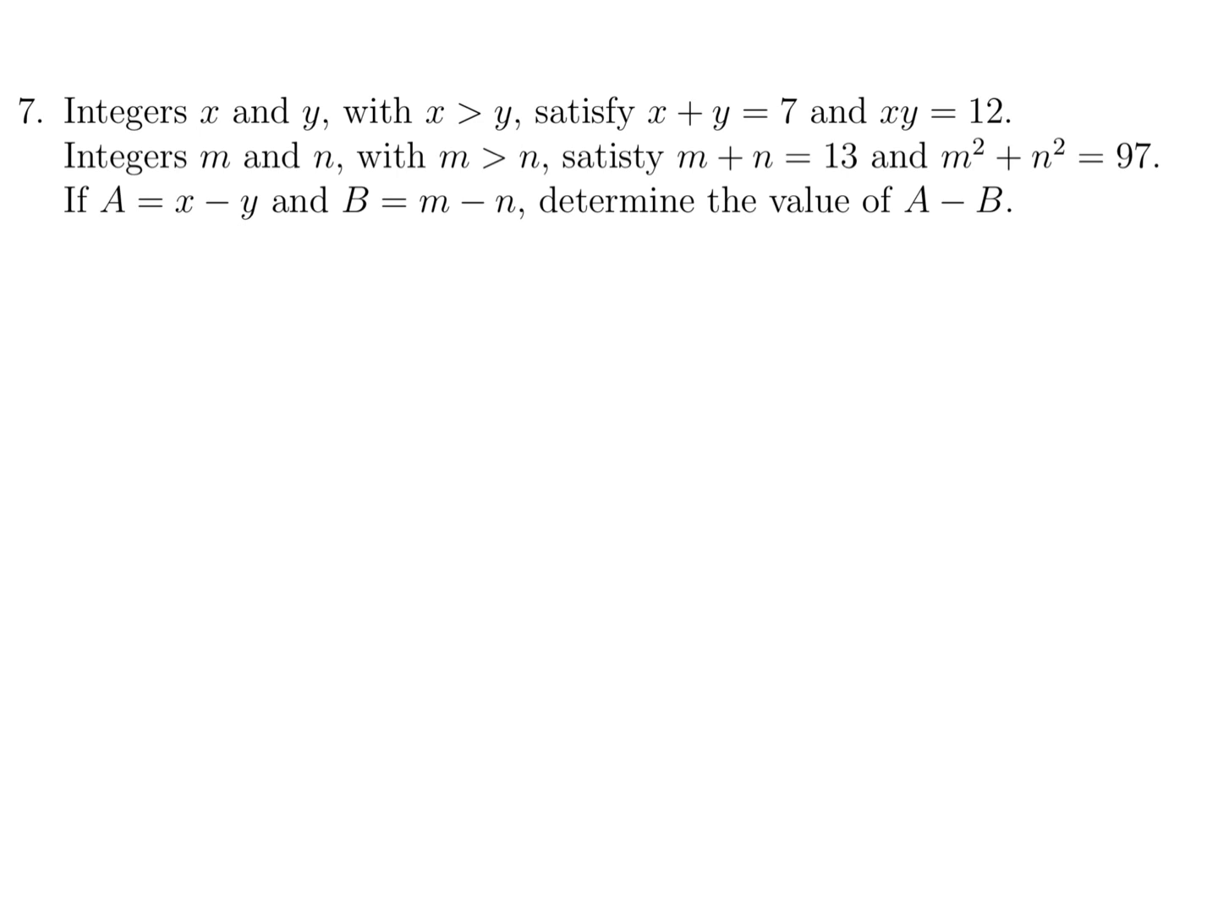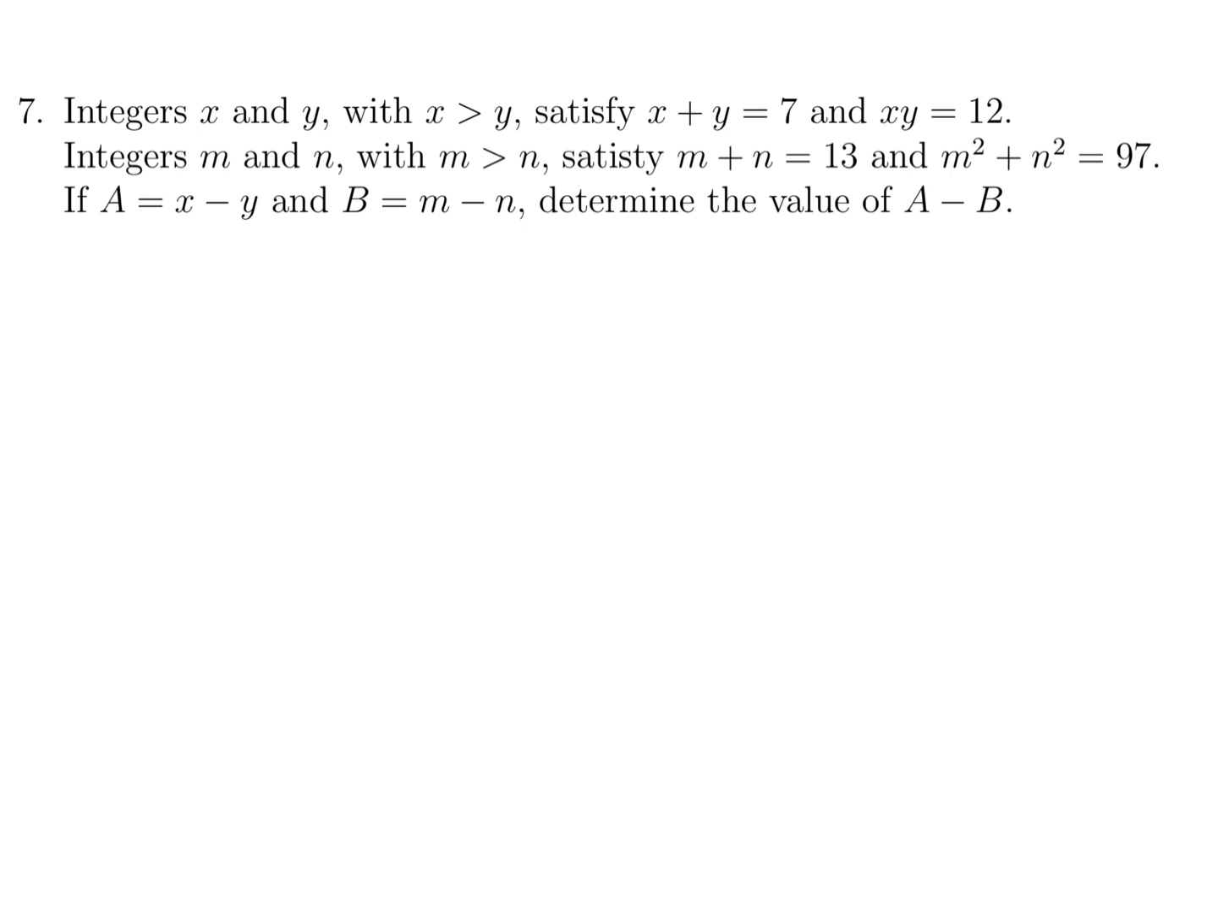Integers x and y with x greater than y satisfy x plus y is 7 and xy is 12. Integers m and n with m greater than n satisfy m plus n is 13 and m squared plus n squared is 97. If a is x minus y and b is m minus n, determine the value of a minus b.